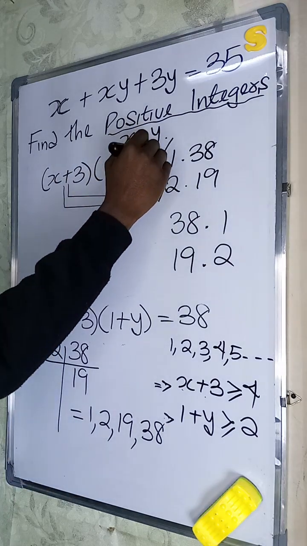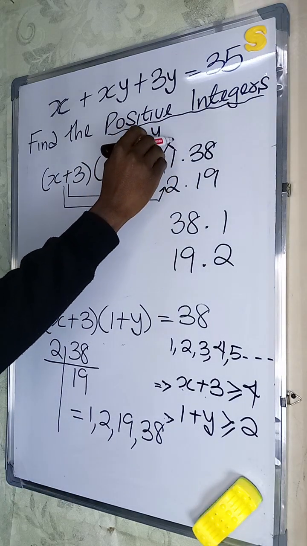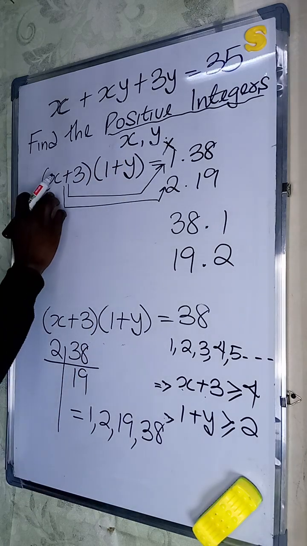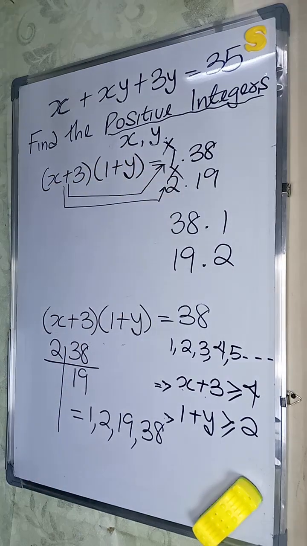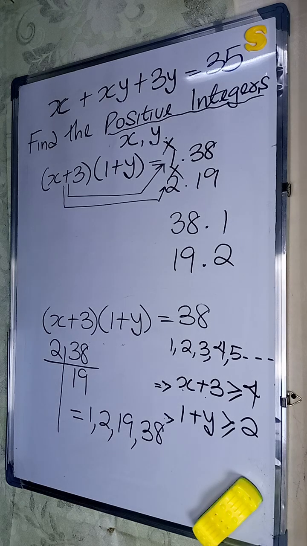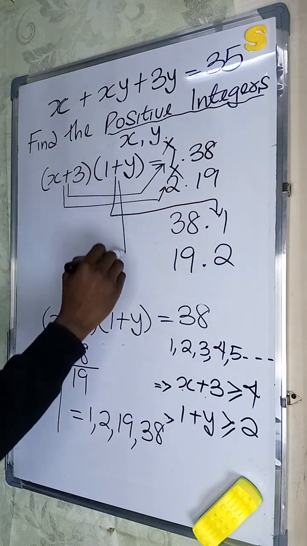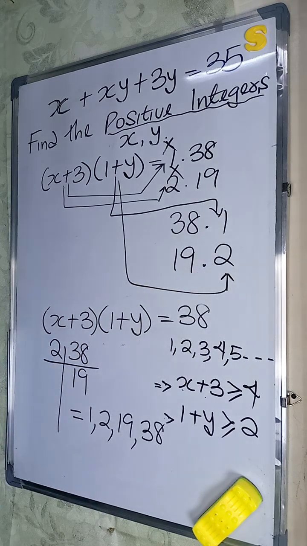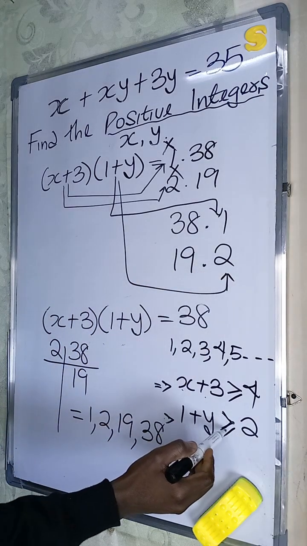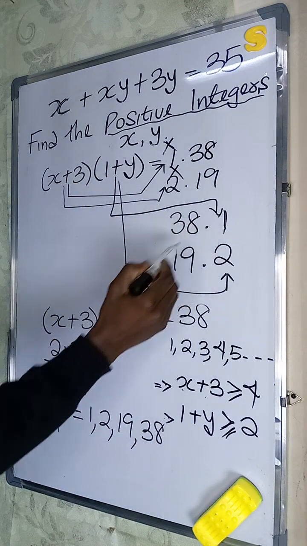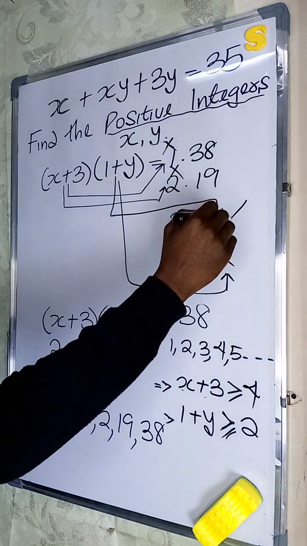So this will be false, because x plus 3 is not greater than or equal to 4 when it is 1 or 2. This is false. Now what about the other condition? Can it stand with this and this? 1 plus y must be greater than or equal to 2. On this part, 1 plus y is less than 2 here, so this is false.